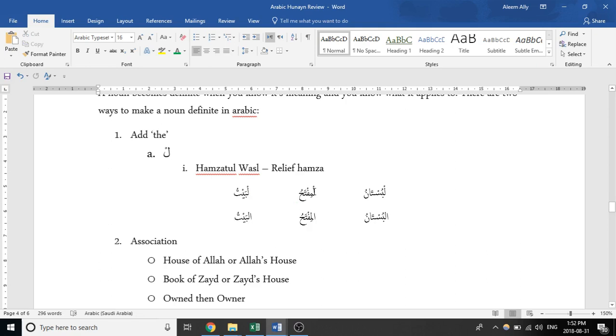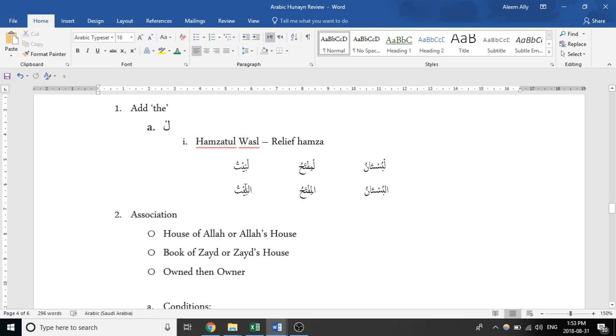Another example would be l-miftah. Hard to say, right? L-bustan. Miftah means key, by the way. Bait means house, and bustan means garden. But l-miftah would become al-miftah. So to make a word definite, you can just add alif lam, but the sign of its definiteness is that lam with a sukoon. Okay? So that's one of the ways of doing it.